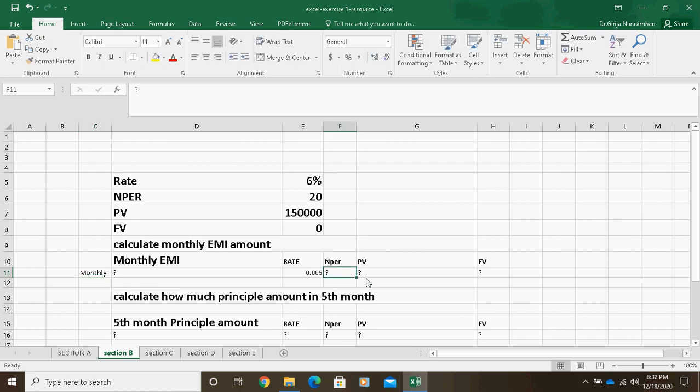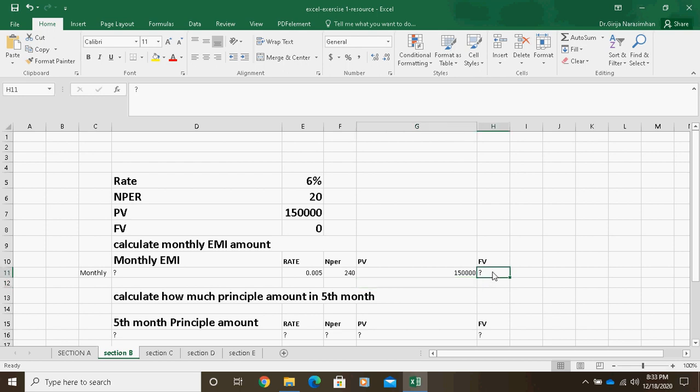So here NPR is monthly. I want to calculate for 20 years: how many EMI will I pay? That is, how many installments will I pay? 20 into 12, so 240 installments I will pay. Now PV is nothing but 1,50,000. This is my amount.